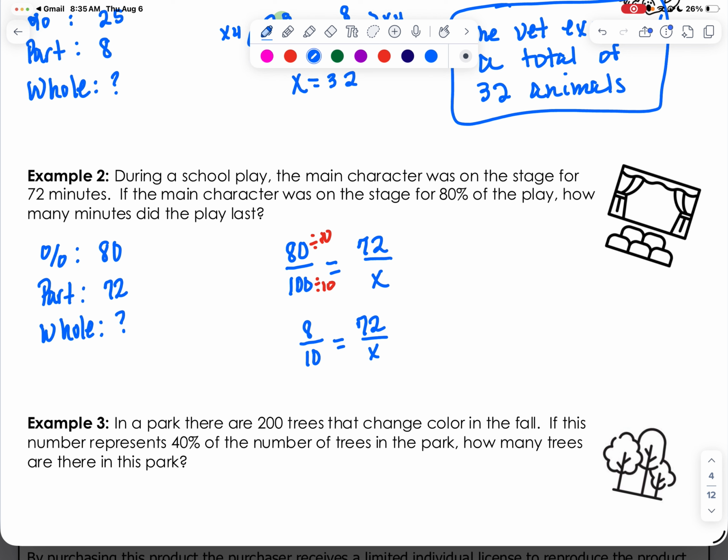When I simplify the fraction, now I notice, oh, looky here. I can use a scale factor of 9 because 8 times 9 is 72. So that means I can use a scale factor of 9 to find my missing number. So 10 times 9 is 90. So X is equal to 90.